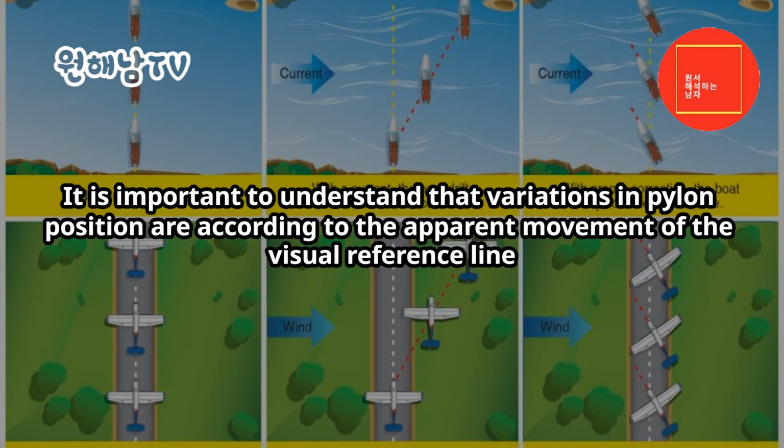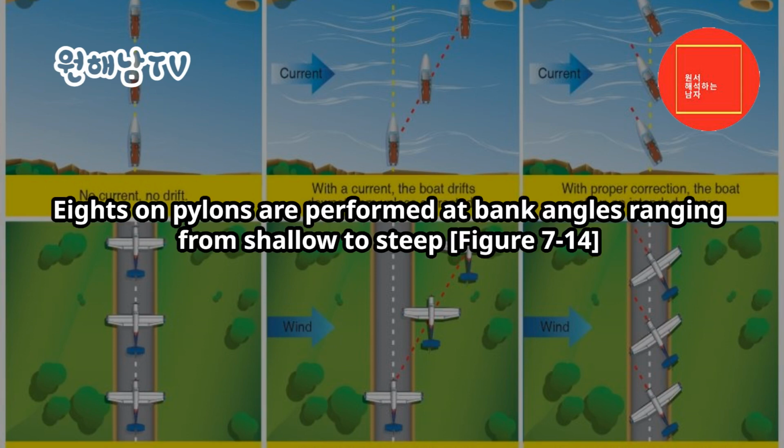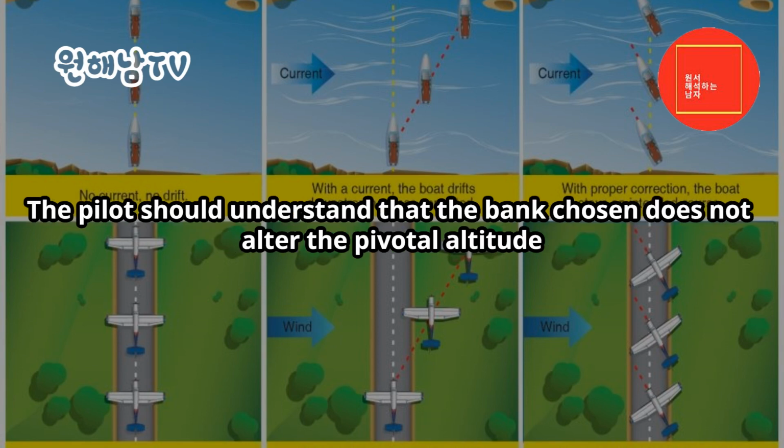It is important to understand that variations in pylon position are according to the apparent movement of the visual reference line. Attempting to correct pivotal altitude by using the altimeter is ineffective. Eights on pylons are performed at bank angles ranging from shallow to steep. Figure 7-14. The pilot should understand that the bank chosen does not alter the pivotal altitude.